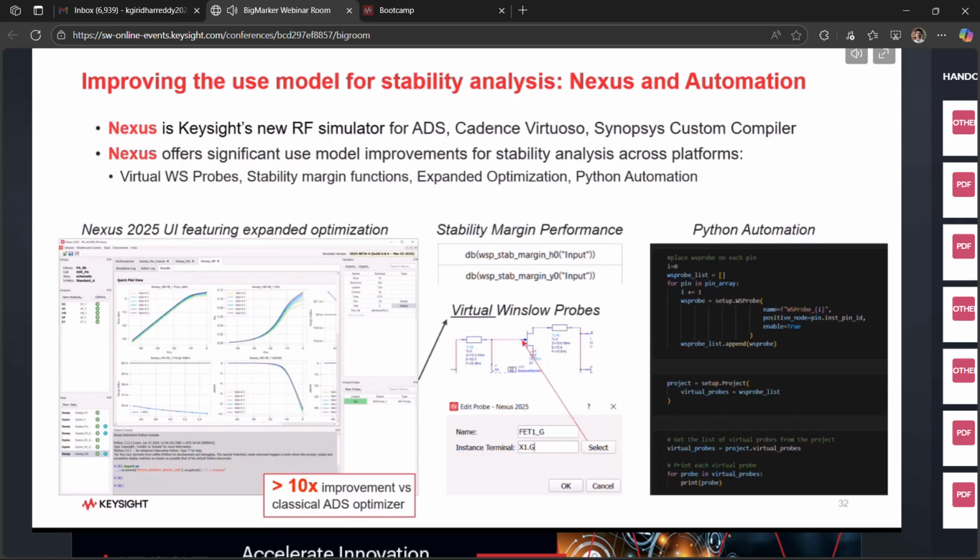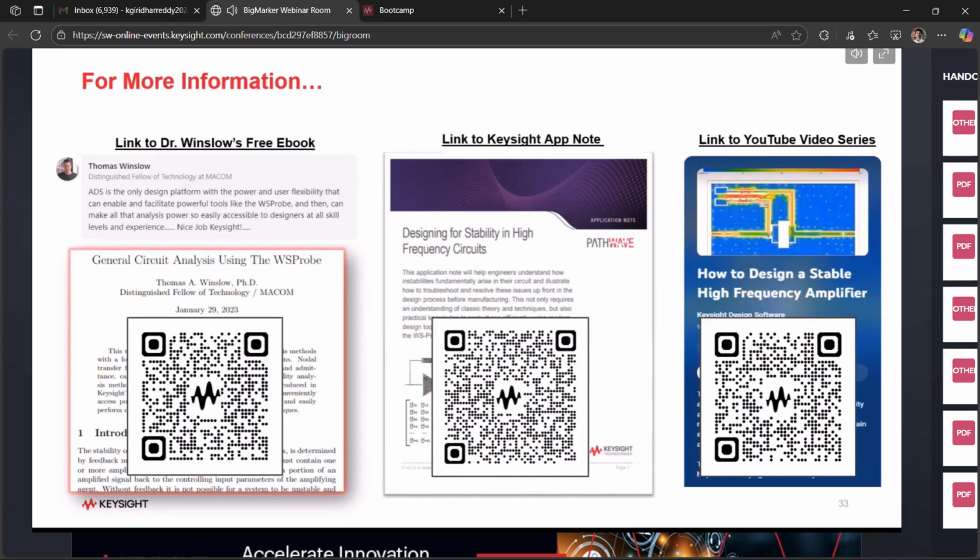And in addition to that, it's built for optimization. So if you want to optimize your circuits or the stability in your circuits, it turns out it's at least 10x faster than classical ADS optimizer. So if you're running a big circuit optimization, you want to optimize it for stability, Nexus is definitely the way to go.